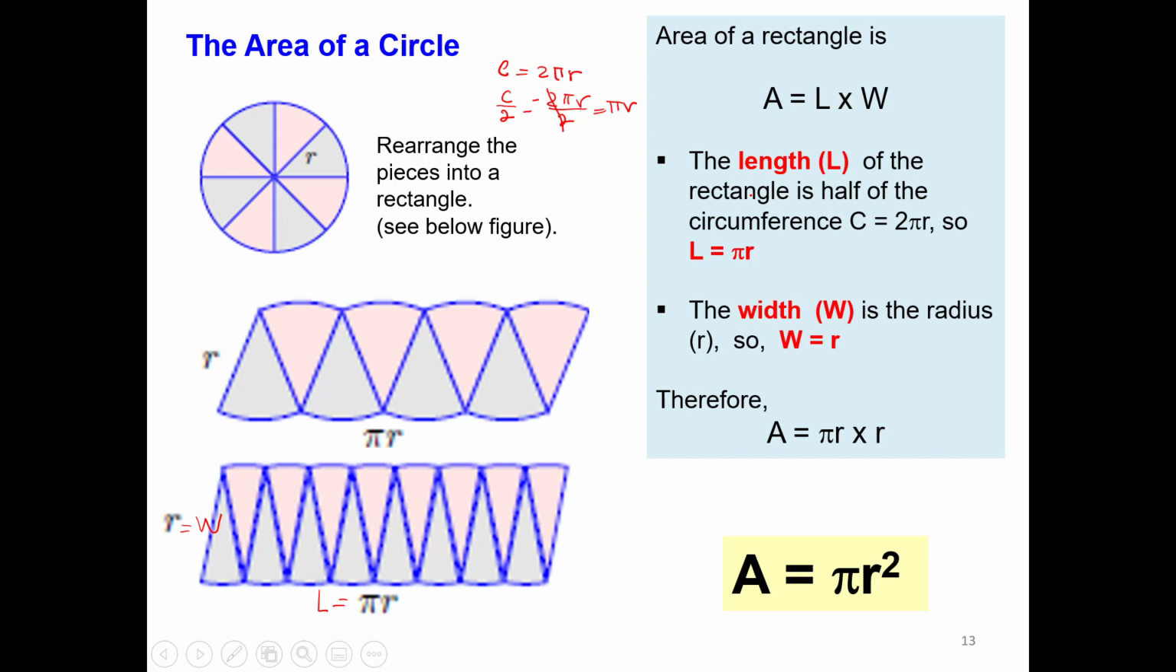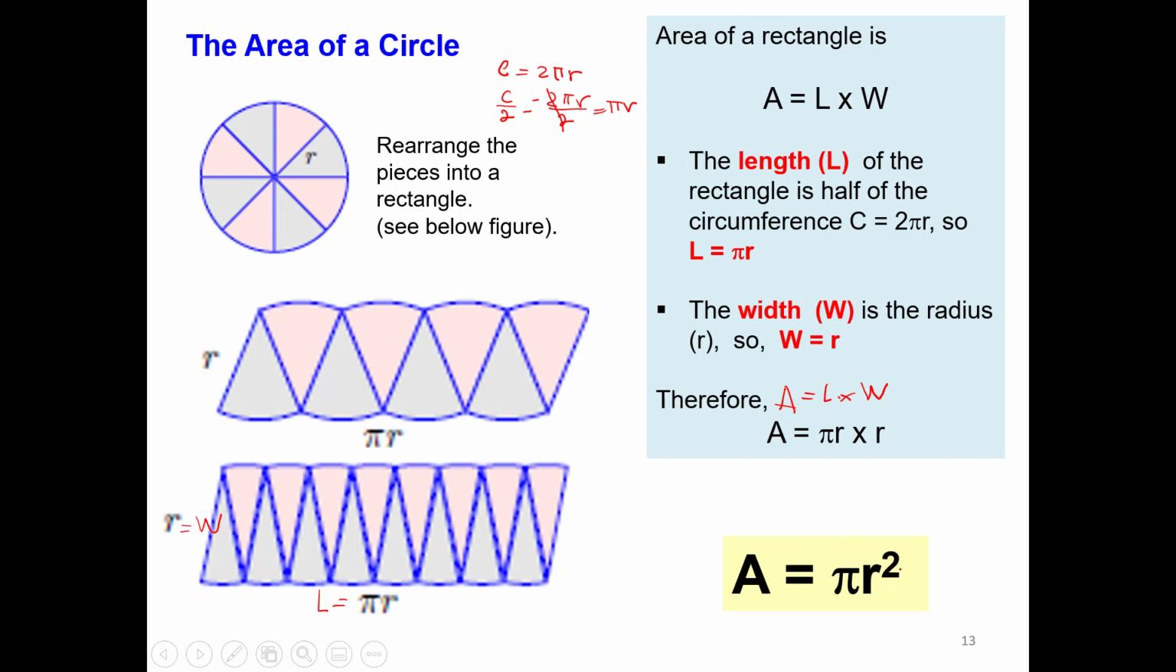Then if we multiply now, the length is pi r, and we have the area, length times the width. The length is pi times r, and the width is r. Then what if we multiply r times r? It will be r squared. Then the area of this rectangle is pi times r squared.